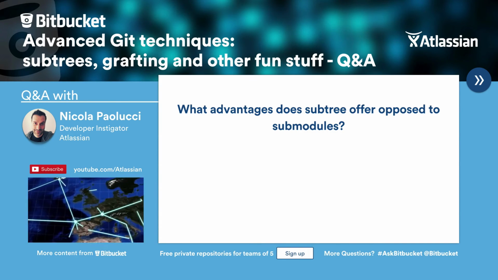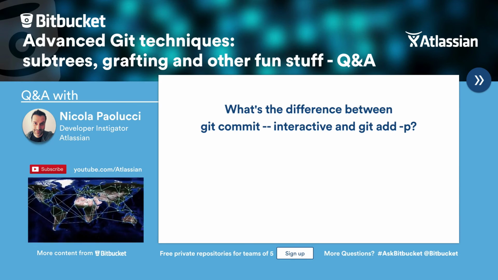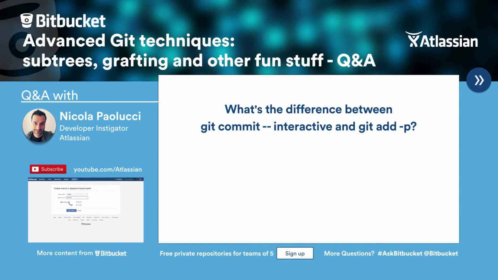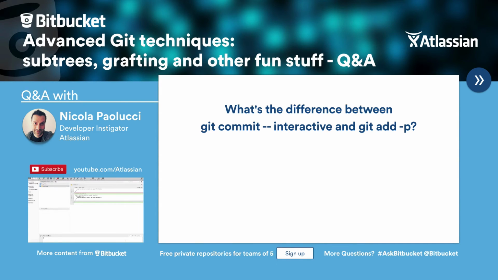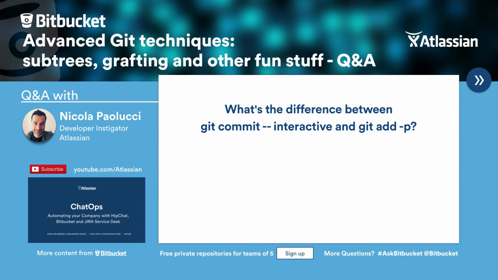Let me see. Next question. What's the difference between git commit --interactive and git add -p? It's a good question, and the answer is git commit --interactive is a superset of git add -p. But for those that don't know, git add -p allows you to add a file to the staging area interactively.